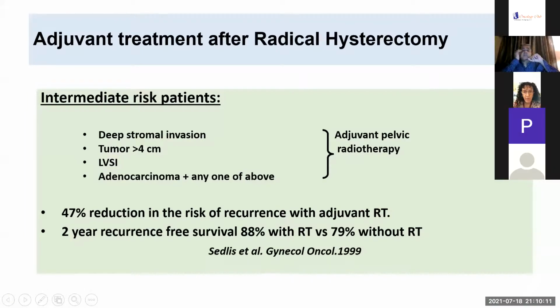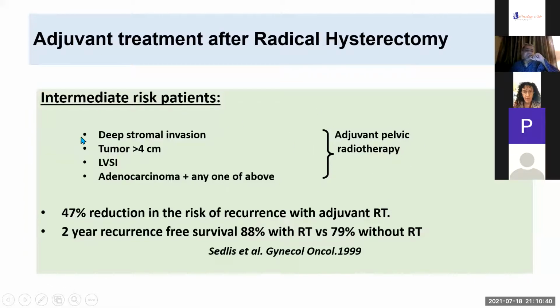So coming to the very important slide of why we are doing all this grossing, why are we looking at margins, why are we looking at LVSI? So as pathologists, you are in the driver's seat to risk stratify the patients. So if as pathologist, your report says deep stromal invasion, more than half the cervical stroma, if you say the tumor size is more than 4 centimeter, if you say there are LVSI, these patients would fall into intermediate risk category by Sedlis criteria, and they would receive adjuvant pelvic radiotherapy.